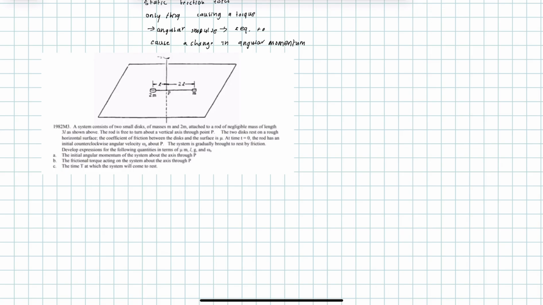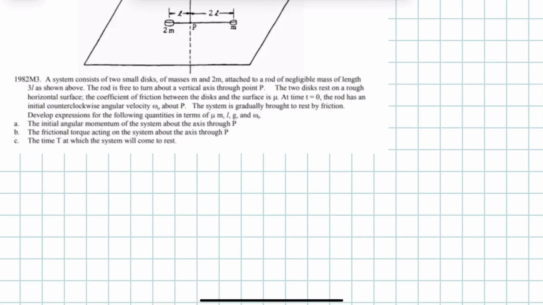A system consists of two small disks of masses m and 2m attached by a rod of negligible mass of length 3l as shown. The rod is free to turn around a vertical axis around point P. The two discs rest on a rough surface with initial counterclockwise angular velocity w0 about P. The system is gradually brought to rest by friction. Develop expressions for the following quantities in terms of mu, m, l, g, and omega initial. A: the initial angular momentum of the system about the axis through P.